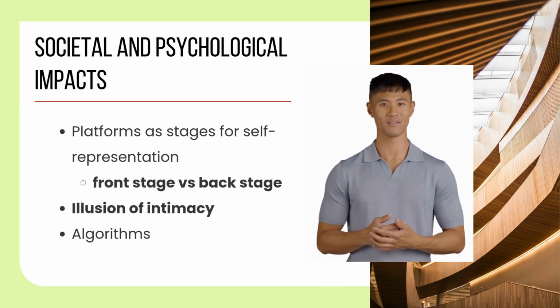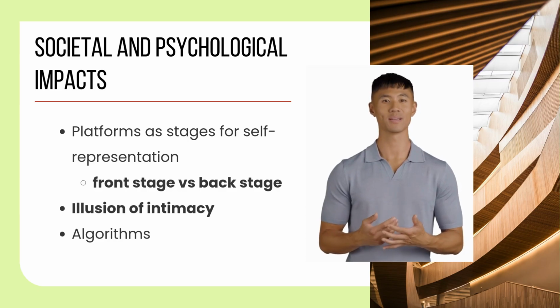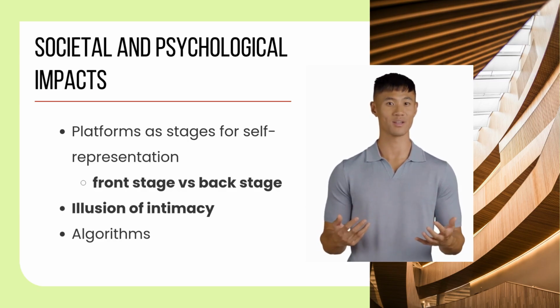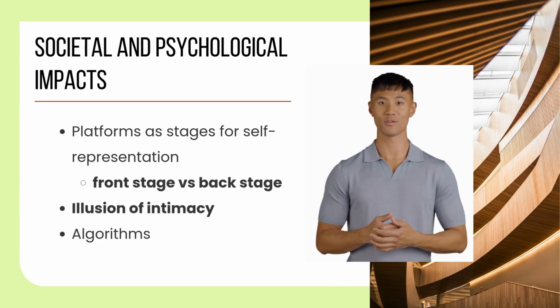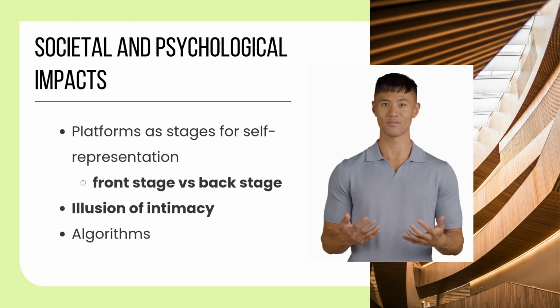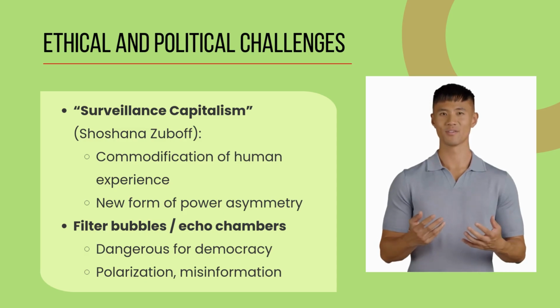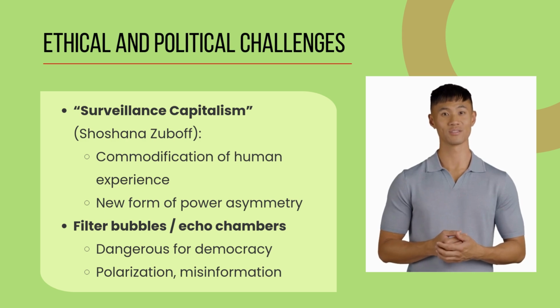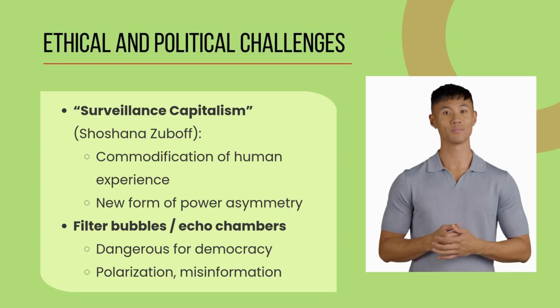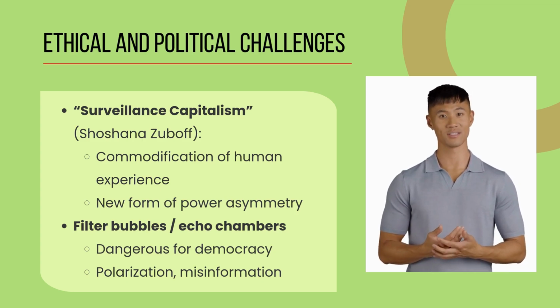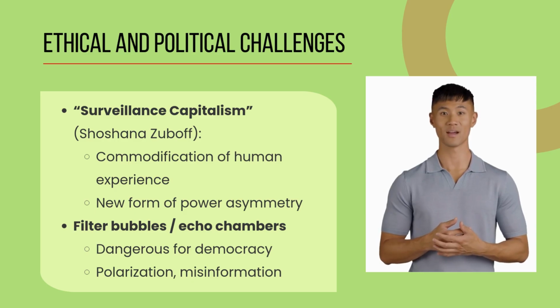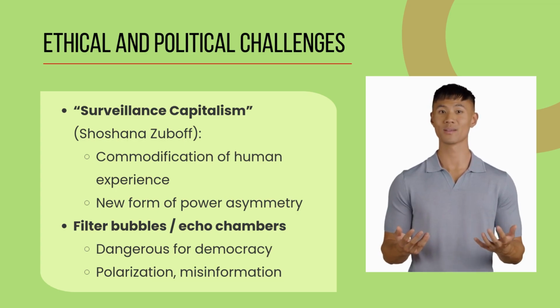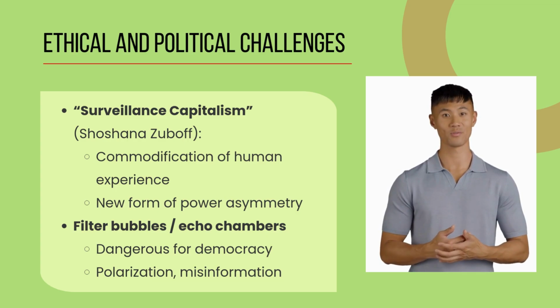relationships. And then we have the algorithms, designed to capture our attention by prioritizing emotionally charged content. This leads to addictive scrolling, constant social comparison, and, unfortunately, higher levels of anxiety and depression, especially among young people. Zooming out, there are bigger ethical and political issues. Shoshana Zuboff talks about surveillance capitalism. In her groundbreaking book The Age of Surveillance Capitalism, Zuboff exposes how companies like Meta or Google make profits by collecting our data, not just what we post, but how we behave, what we click, where we go.